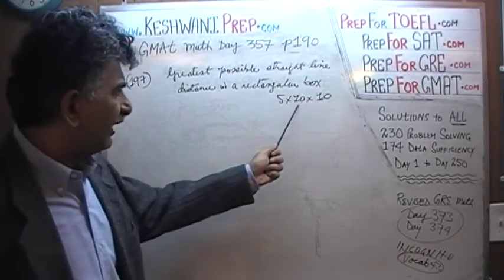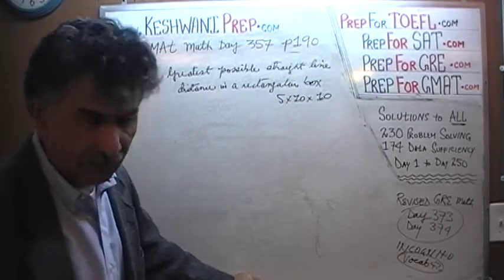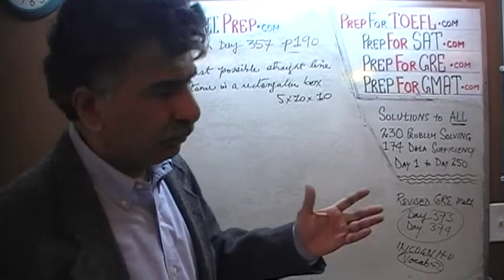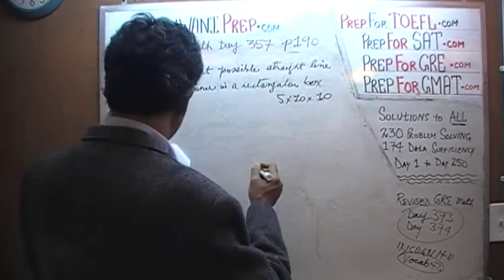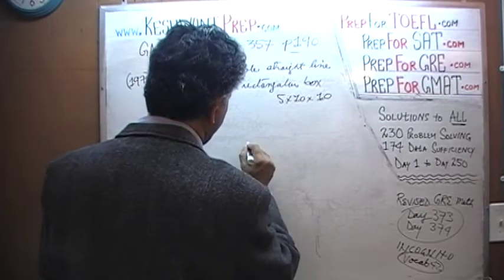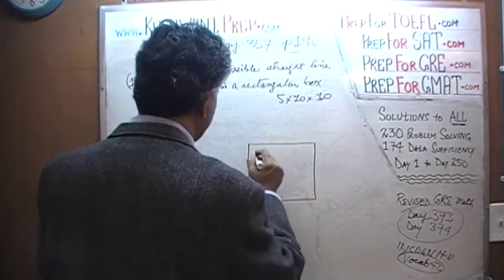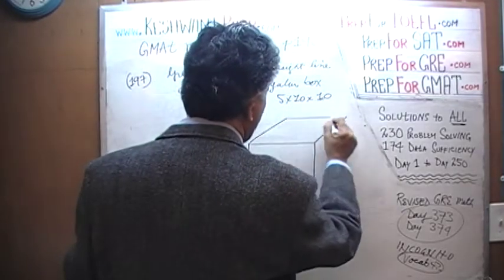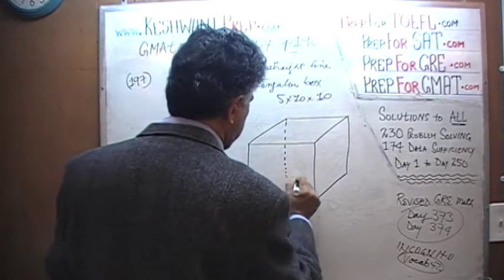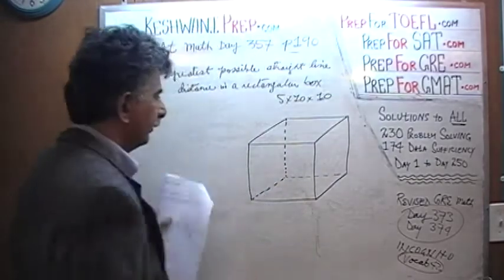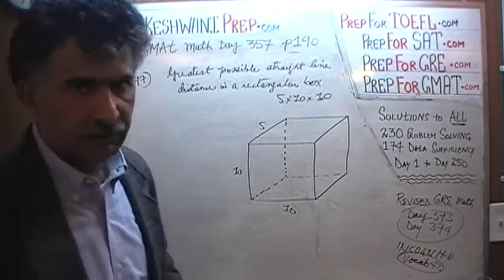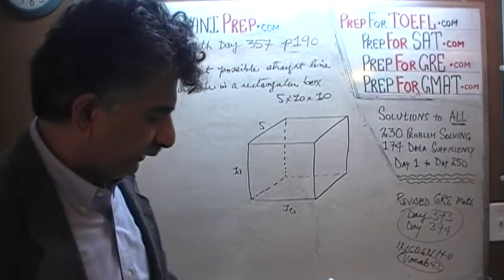What we're dealing with here is a rectangular box of 5 by 10 by 10. Let's plot the rectangular box, and I'm not going to go into all the details or explain the concept behind it. I'm just going to take it for granted that you understand it because you watched day 355. Here's the box that we're dealing with, a 10 by 10 by 5. Let's plot it here. If it doesn't come out very nice, I may have to erase it. There we go. That's our box here, 10 by 10 by 5.